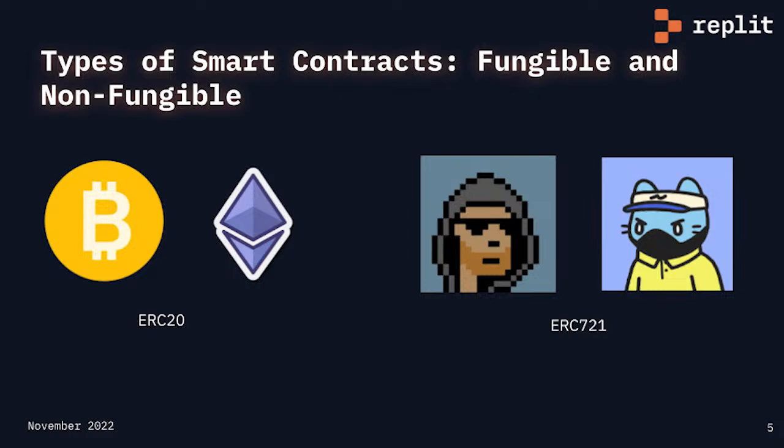Types of smart contracts. There are two main types of smart contracts: ERC20 for building fungible tokens, and ERC721 for building non-fungible tokens. An item is fungible if it can be replaced by another identical item. For example, money is fungible. If I give you £10 today, next week you can return any £10. It does not have to be that exact £10 note I gave you.